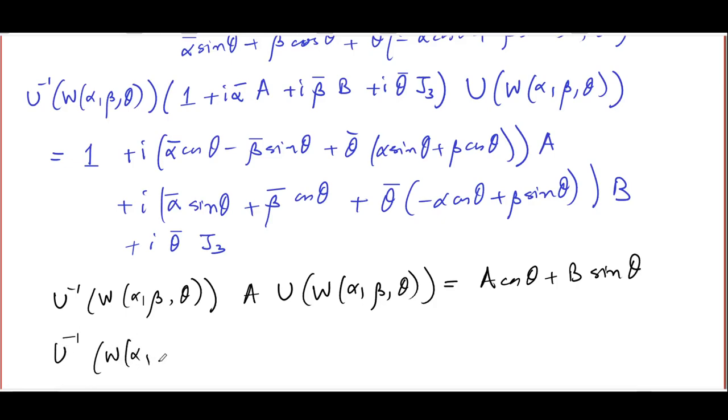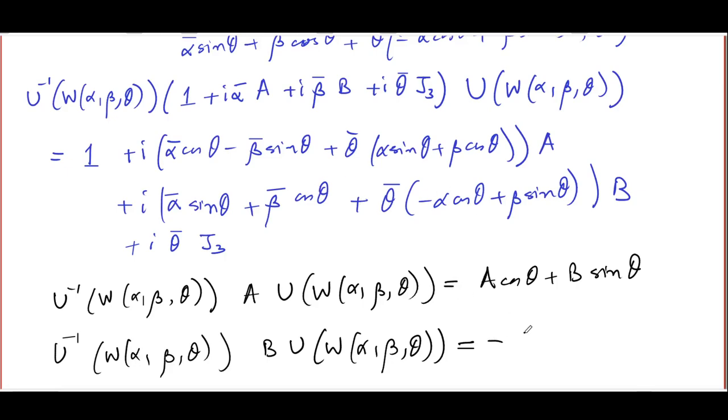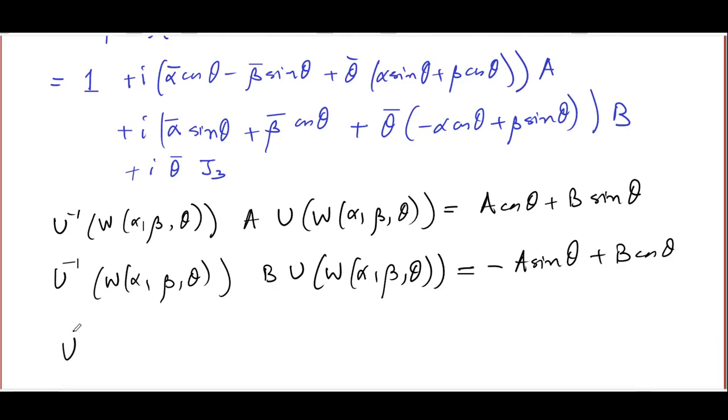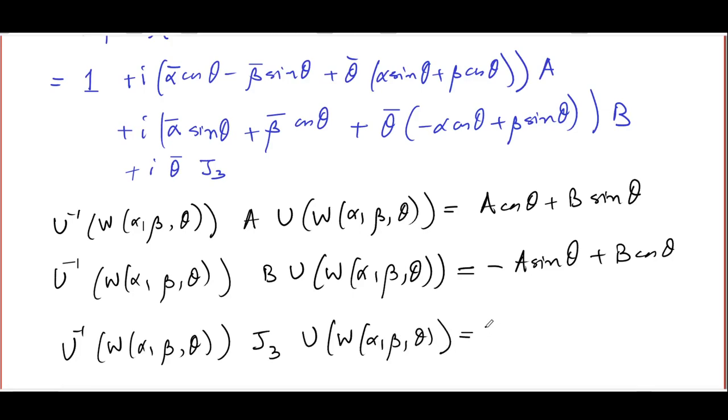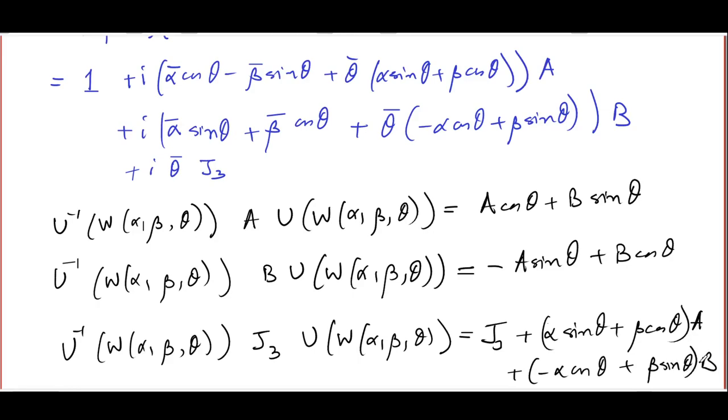U inverse W alpha beta theta B U W alpha beta theta also can be figured out very simply by looking at the coefficient of I beta bar on the right hand side. That's minus A sine theta plus B cosine theta. And finally, U inverse W alpha beta theta J3 U W alpha beta theta. That's slightly more complicated. J3 obviously from here. But you also have other I theta bar terms. So plus alpha sine theta plus beta cosine theta A plus minus alpha cosine theta plus beta sine theta into B. So this is how the generators transform under the little group operations.